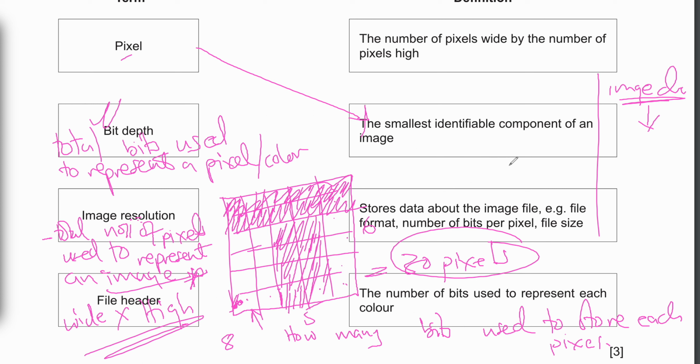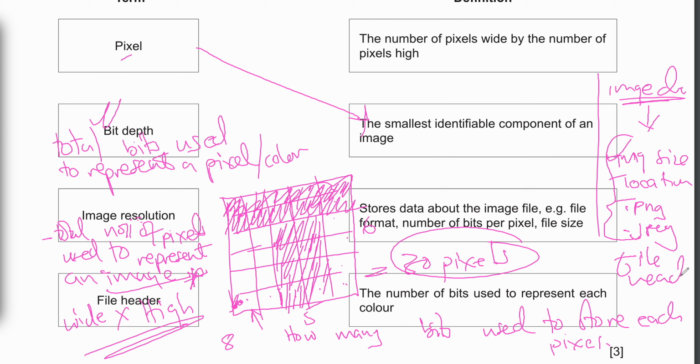That's about the image basically. You will see information like the image size, the image location, the image format, either it's a PNG or a JPEG. All this information is going to be stored in what is called the file header.